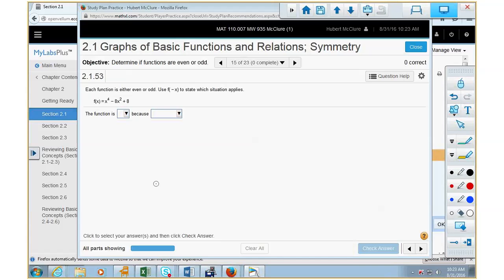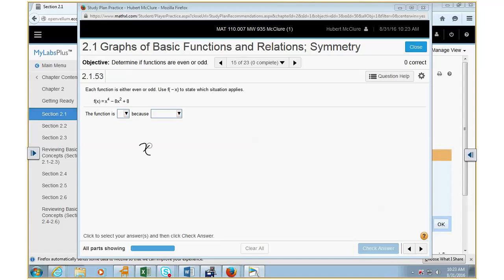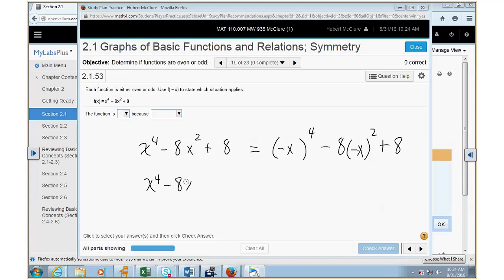So my function is f of x is equal to x to the fourth minus 8x squared plus 8. And I'm going to compare it to f of what? Negative x. So that means I'm going to plug in a negative x wherever there's an x. So f of x doesn't change, it's still here. X to the fourth minus 8x squared plus 8 is equal to x to the fourth minus 8x squared plus 8.